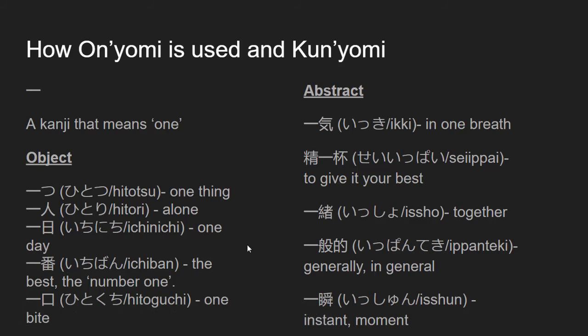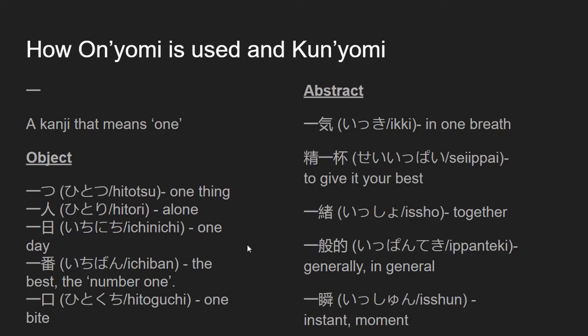But you've got abstract concepts here. So if you're drinking something in one breath, you might say ikki. You're giving it your best. It's like you're doing it in one focused mindset. So that one represents that focus. Issho, when you're together, it's almost like you become one. You're both doing something together as one. So you see that kanji is used for abstract meanings as well as literal object meanings.